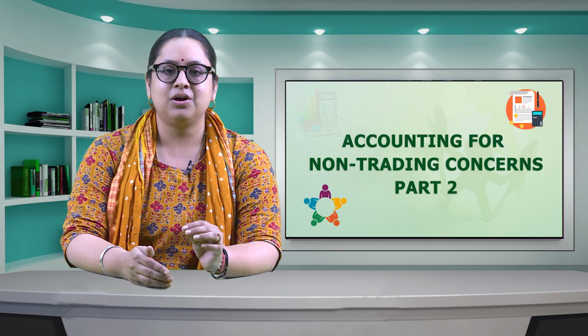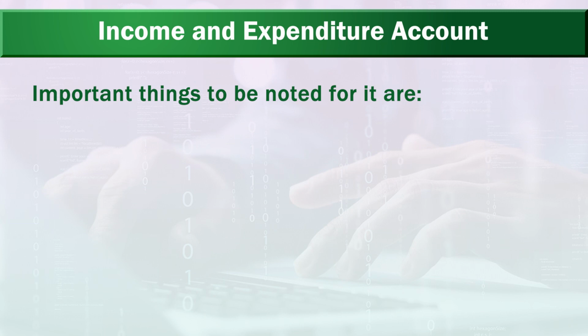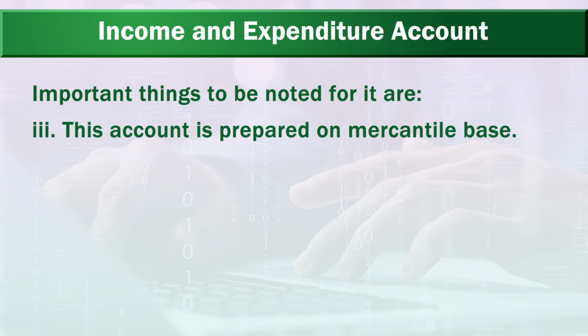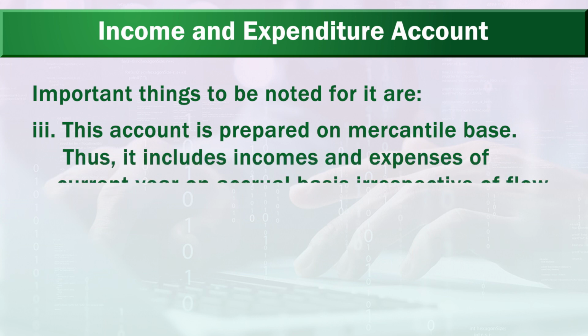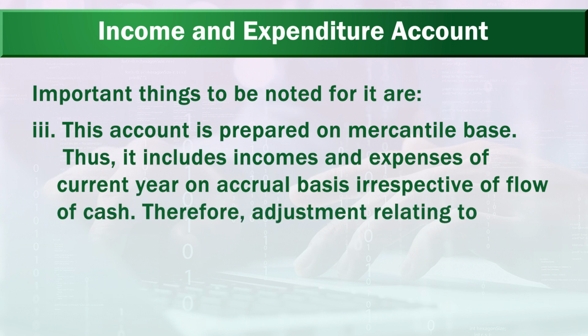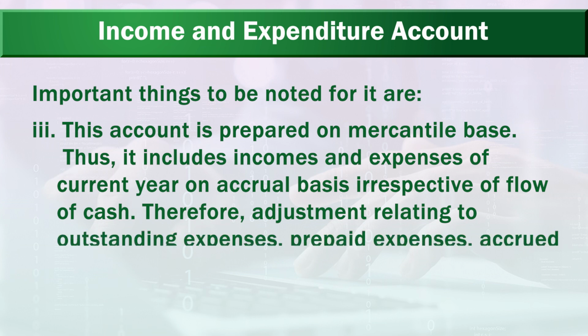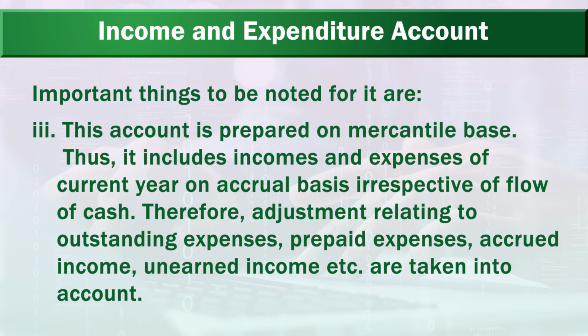expires during the year is charged to the income and expenditure account as depreciation or portion of deferred revenue expenses. Third, this account is prepared on mercantile basis. Thus, it includes incomes and expenses of the current year on accrual basis irrespective of flow of cash. Therefore, adjustments related to outstanding expenses, prepaid expenses, accrued income, unearned income, etc. are taken into account.